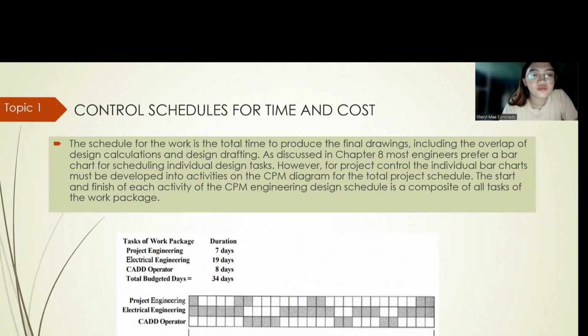So, as you can see on the figure, we have the task of the work package and we have the duration. Under task of work package, we have project engineering, electrical engineering, CAD operator, and total budget days. For the duration, we have 7 days, 19 days, 18 days, and a total of 34 days. So the schedule covers the project engineering, electrical engineering, and CAD operator.